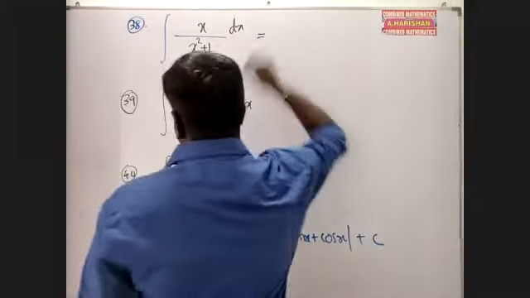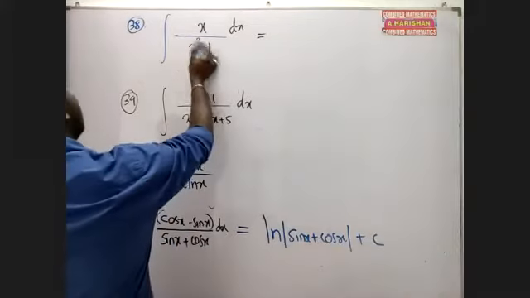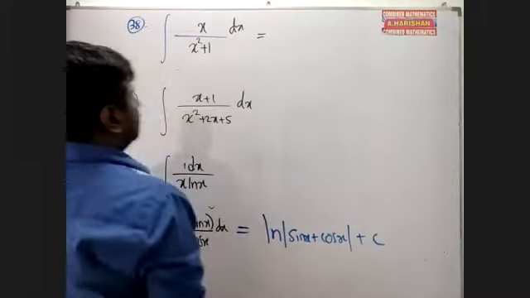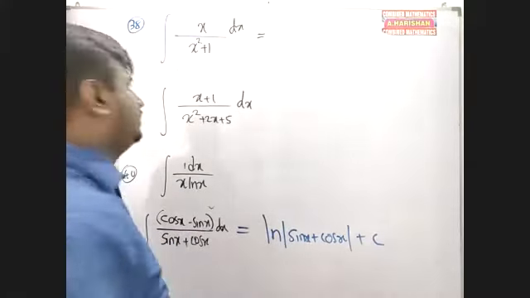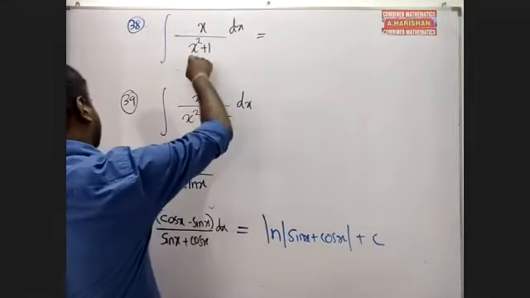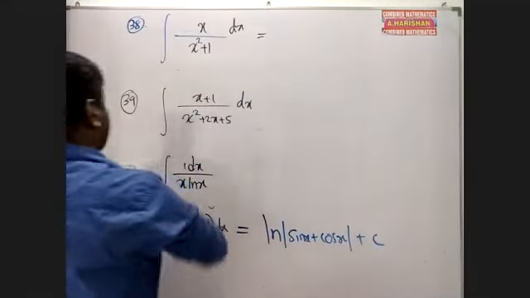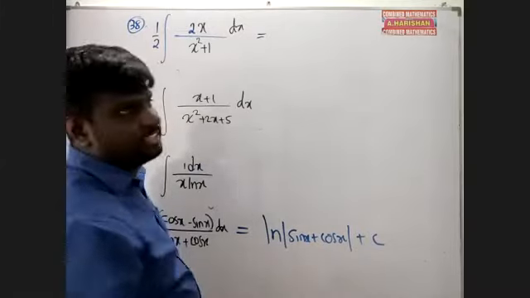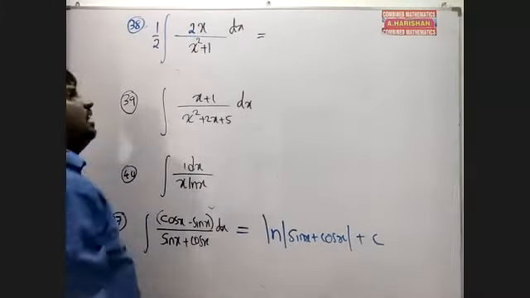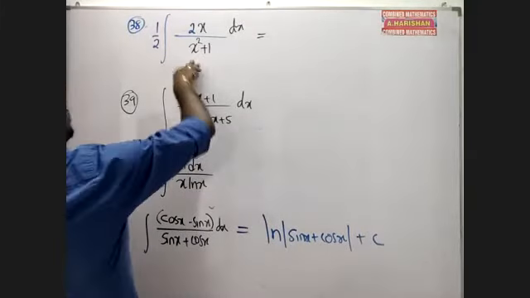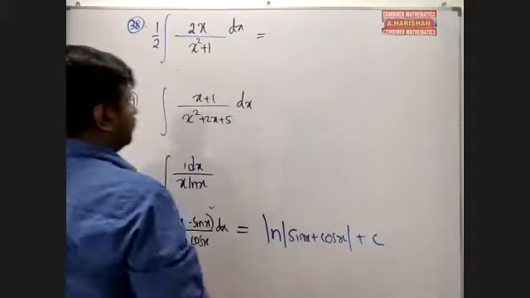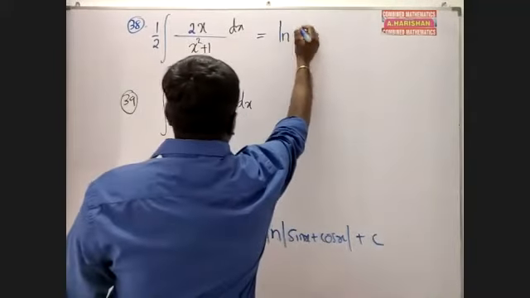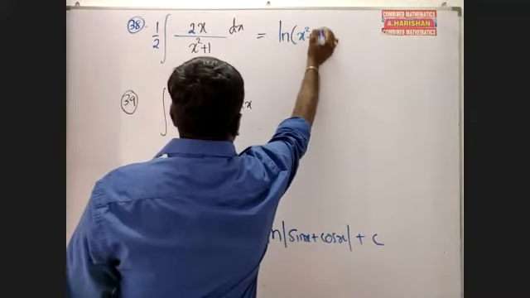So what about this one, 38? The differentiation of this in the top, no, that's not there. Why? Because it should be 2x, but there is x. So what can you do? You can put the 2 and a half. Is it clear? Yes, you can adjust that 2x and half. Then the differentiation of this in the top is 2x. So ln of x squared plus 1 plus c.